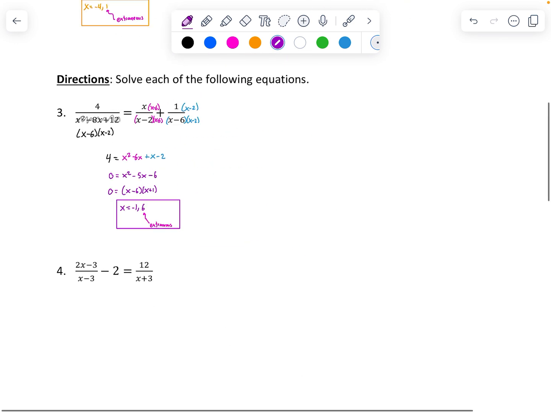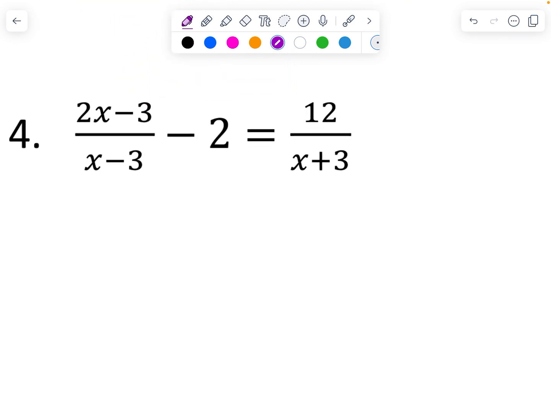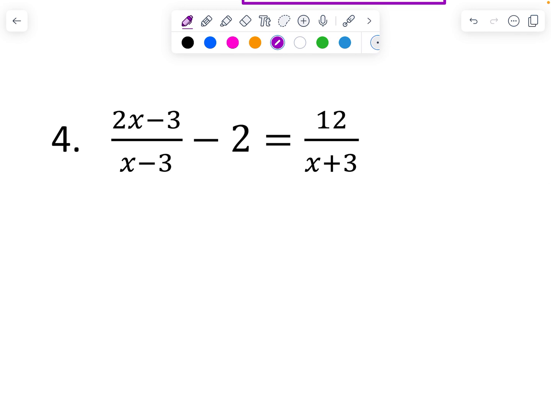All right, so it's a lot of the same stuff over and over. You know, problems can look a little different here and there, but as far as the algebra.